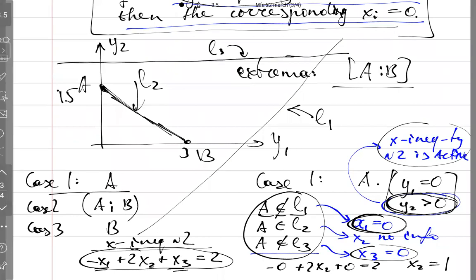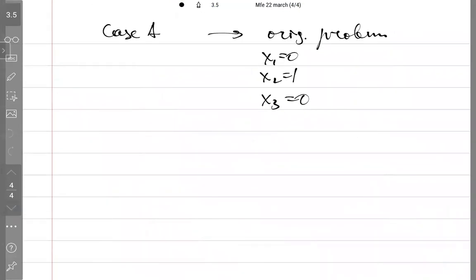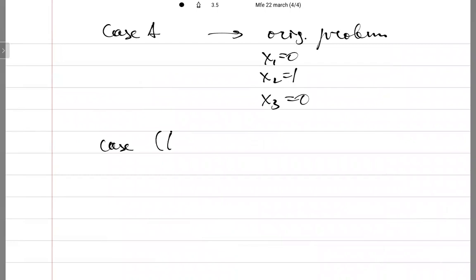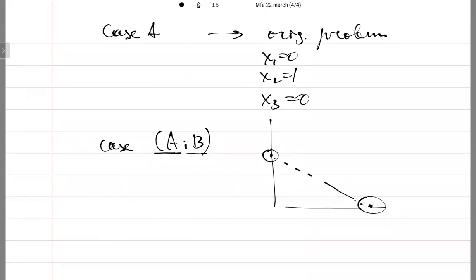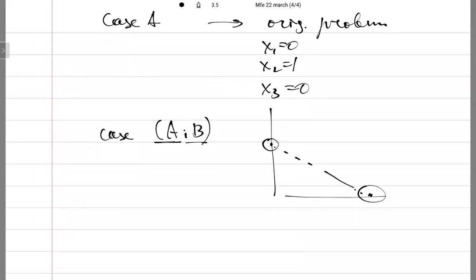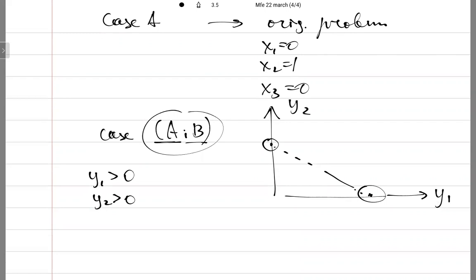Okay, so let's move on to the case from A to B, excluding endpoints. So I haven't excluded endpoints, so be careful. This point is excluded. That point is excluded. So I conclude that y1 is strictly positive, y2 is strictly positive if I consider the segment. Oh, sorry, not the segment, but an interval. So I see that both y1 and y2 are positive.